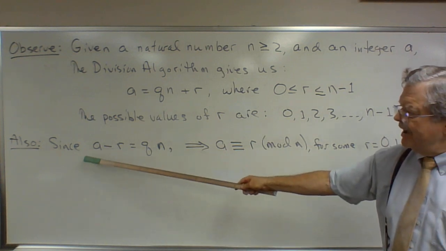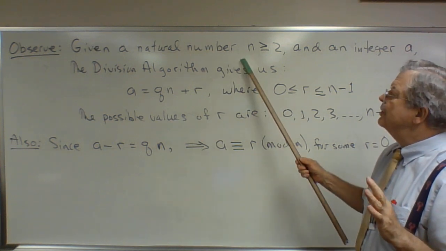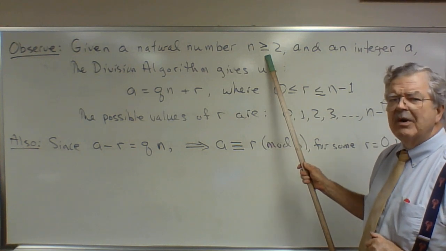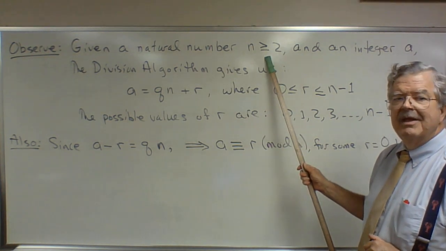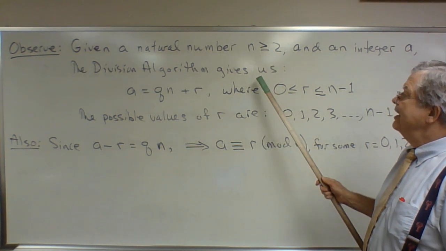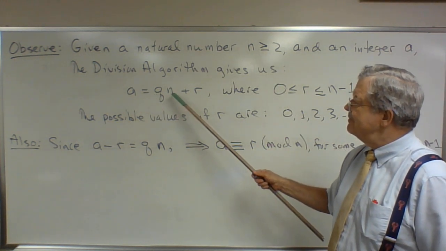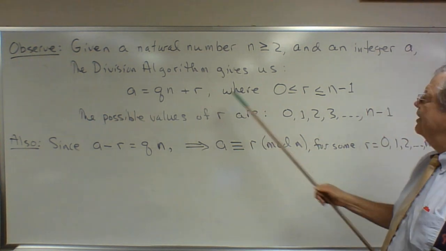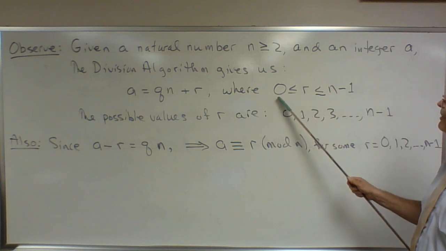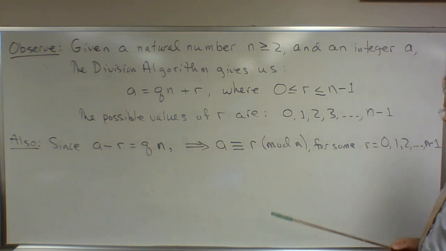And we have another observation. But before we go there, let's just recap this quickly. We have n, which is a natural number greater than or equal to 2. So in other words, n is a natural number that's not equal to 1. If we use n as a divisor, we get a equals quotient times n plus the remainder, where the remainder has to be strictly less than n. So r, the remainder, can be anything between 0 and n minus 1 inclusive.